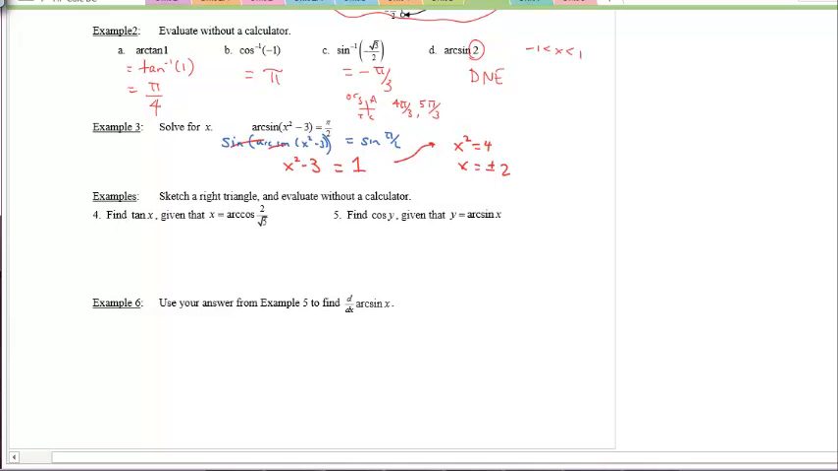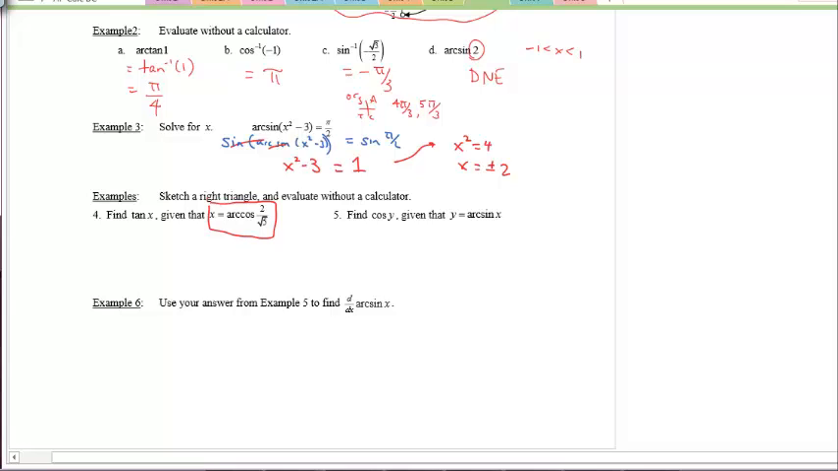Now, let's see if we can show a visual representation of what an inverse sine can look like. And then from there, do example number 6 to actually find the derivative of inverse sine. So let's do examples 4 and 5 first. It says sketch a right triangle and then evaluate with a calculator, without a calculator. So they want you to find tangent x, but they just gave you this little piece of information.